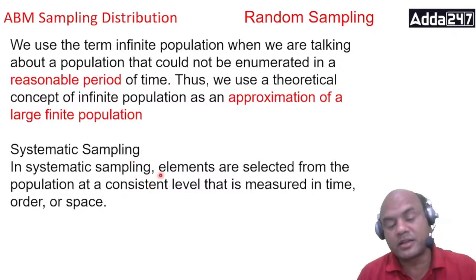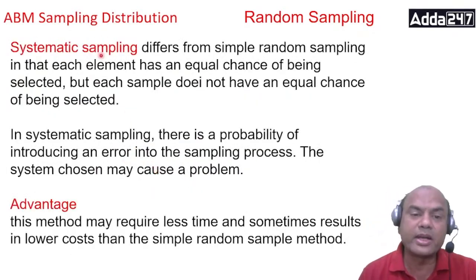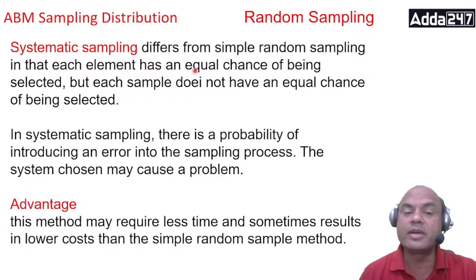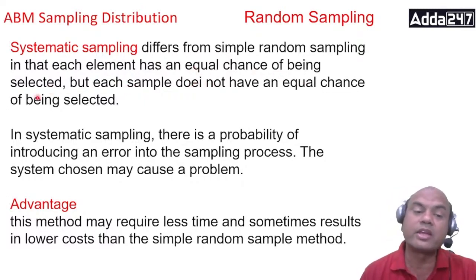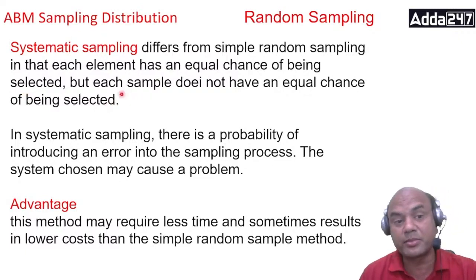Systematic sampling differs from simple random sampling in that each element has an equal chance of being selected, but each sample does not have an equal chance of being selected. Now, this is a problem with systematic sampling.